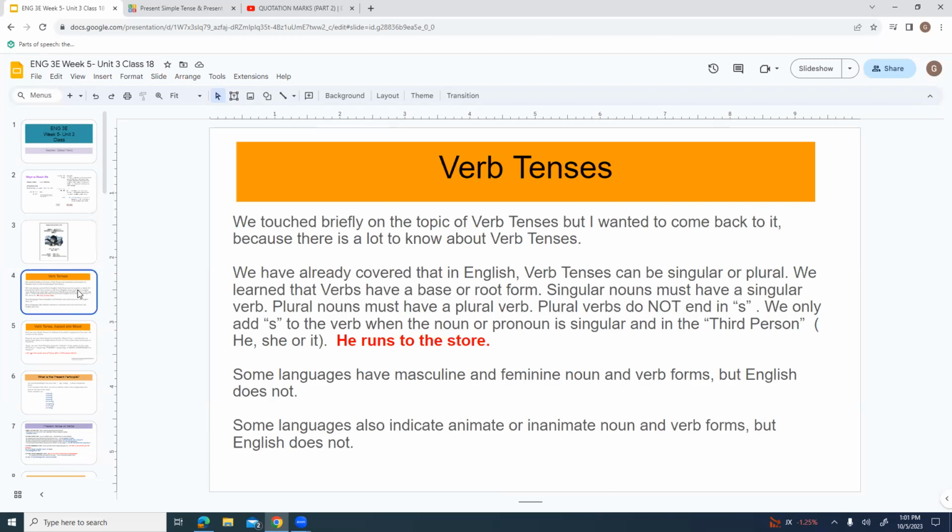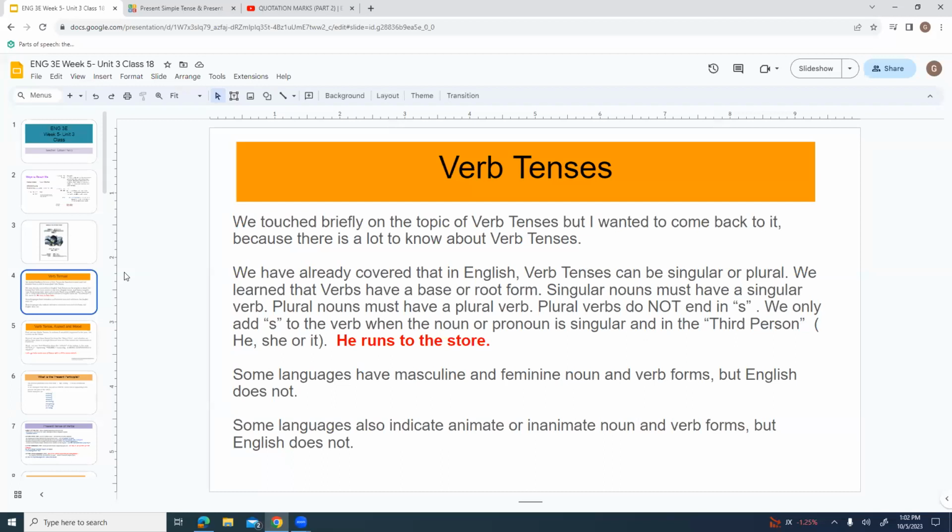Okay, so verb tenses. We touched briefly before on the topic of verb tenses, but I wanted to come back to it because there really is a lot to know about verb tenses in English. We've already covered that in English, verb tenses can be singular or plural, and we've learned that verbs must have a base or a root form. Singular nouns must have a singular verb, and plural nouns must have a plural verb. Plural verbs, however, do not end in S like nouns do. We only add S to the verb when the noun or pronoun is singular and in the third person. Third person is he, she, or it.